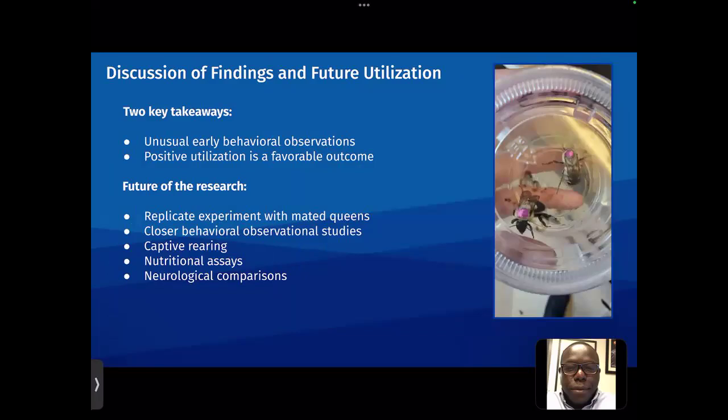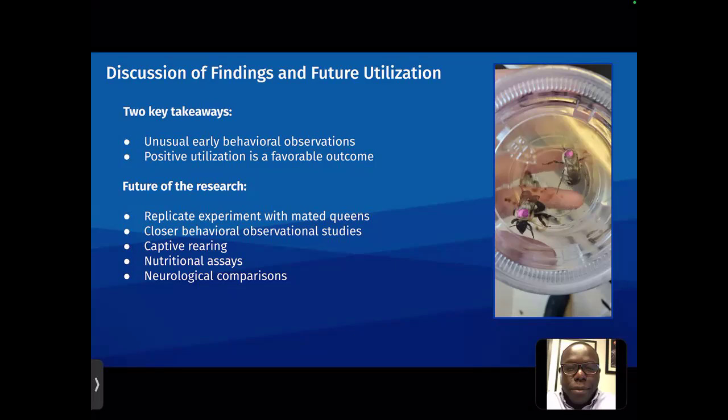So 2 key takeaways for my research thus far. There's been some unusual early behavioral patterns because I did expect the queens to explore, but I also expected them to initiate a nest, but she did not. In terms of my workers, they did not want to forage at all, which is a normal behavior for workers, but my workers did not have a queen. So we believe that that's the reason why they did not want to go forage for her, because they did not have one. But this is future treatments for further research.